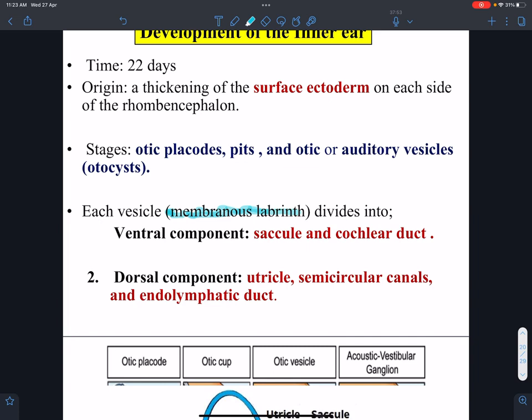Okay, all of these, right? So they will give you the membranous labyrinth. And we finished the development of the inner ear.